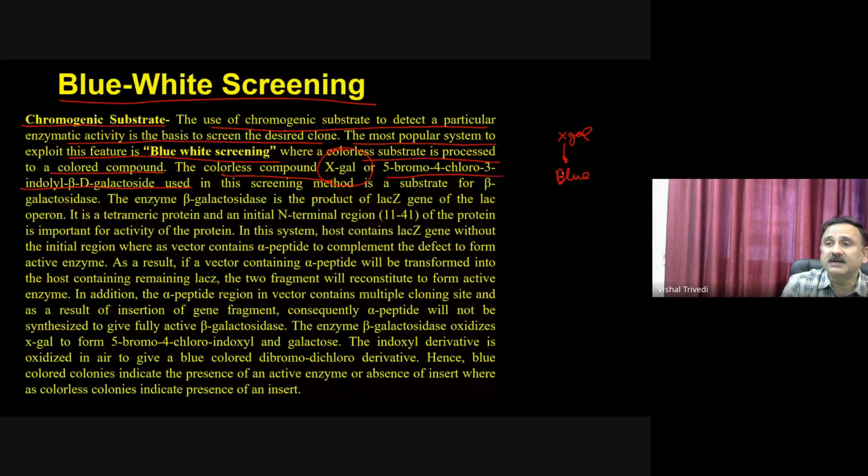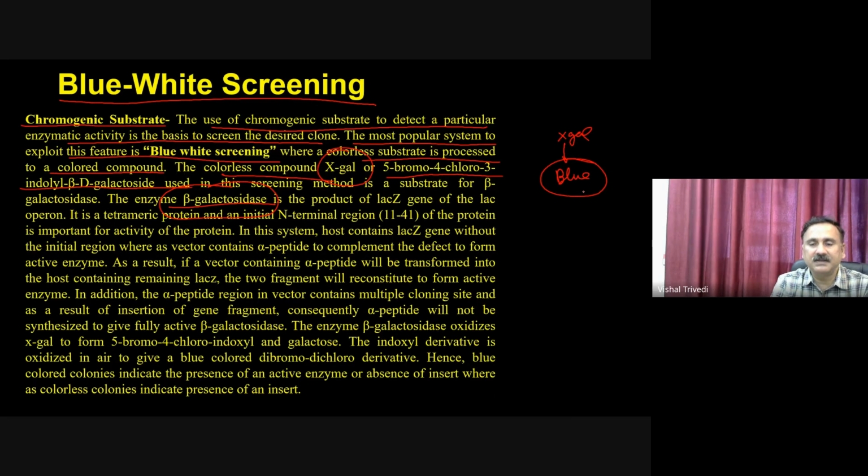So it is a substrate for an enzyme called beta galactosidase. When the beta galactosidase processes this particular substrate, it produces a blue color compound, and this blue color compound gets trapped inside the bacteria. So if the beta galactosidase is intact, it will give you the blue colony. If the beta galactosidase is disrupted, then it is going to give you the white or colorless colony.